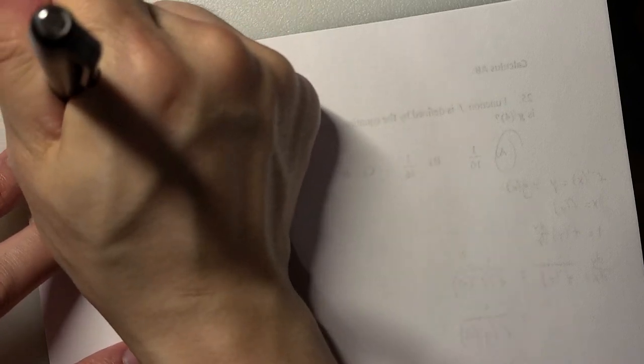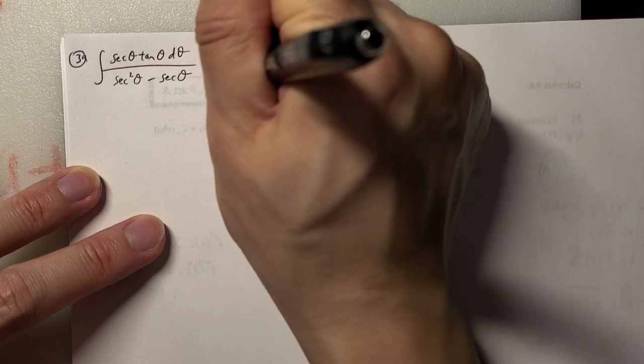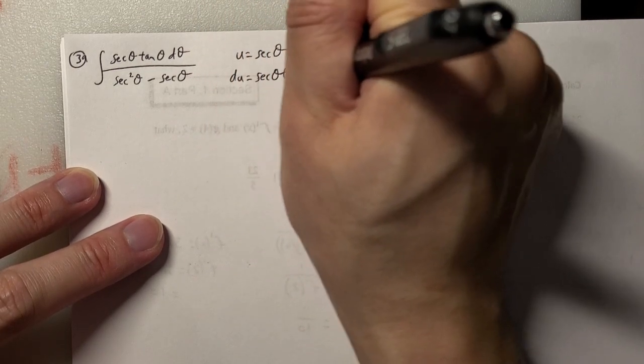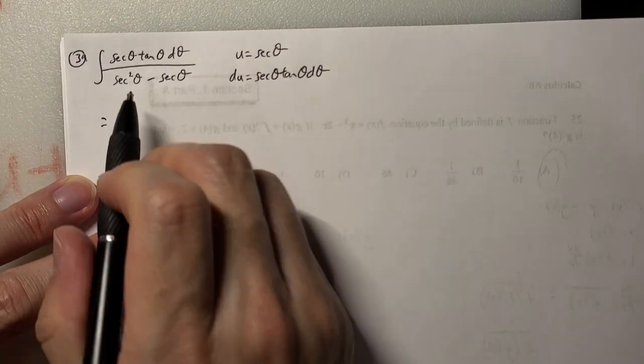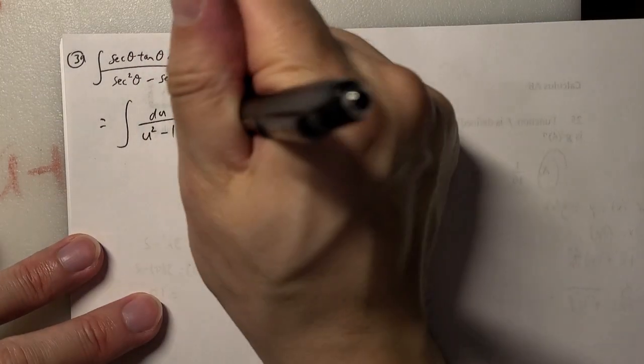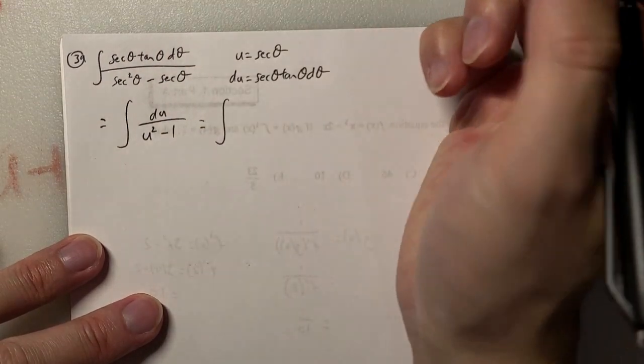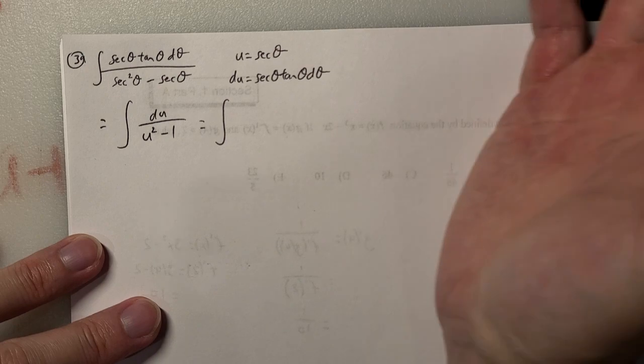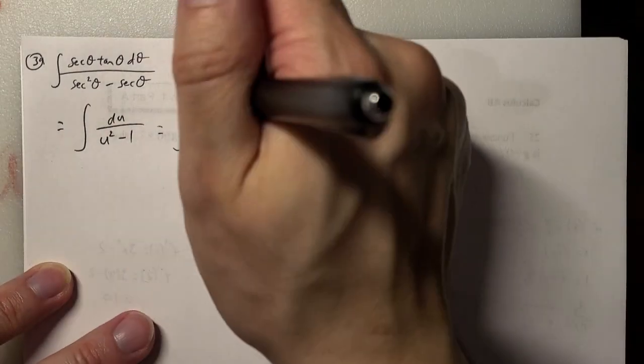Okay, so 39, we have this integral secant theta tangent theta d theta over secant squared theta minus secant theta. Hopefully you can see a substitution. U is secant theta. Du would be secant theta tangent theta d theta. So our integral becomes du on top, and then u squared minus 1 on the bottom. Okay, so how do we solve this? We can do it multiple ways. You could probably do a trig sub, but I'm going to do partial fraction decomposition.